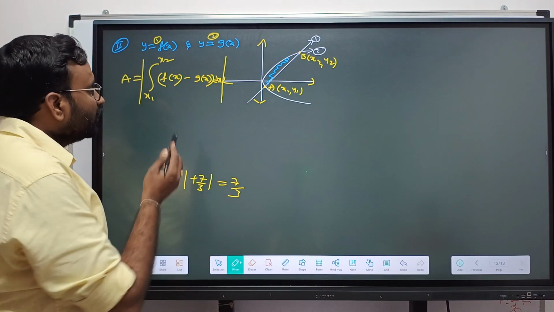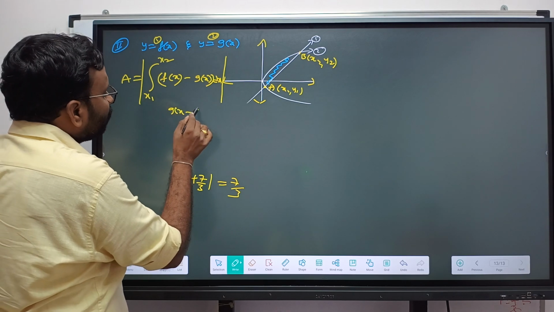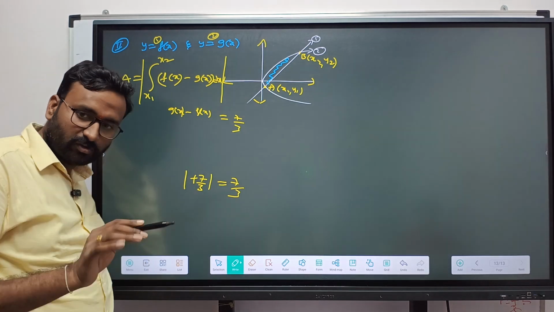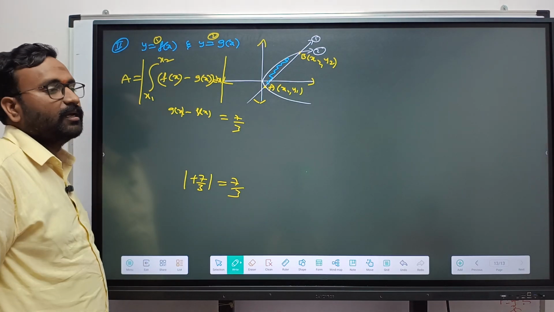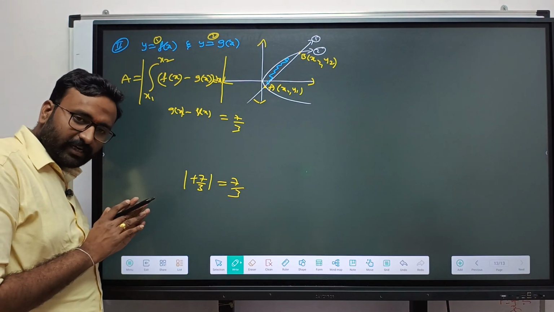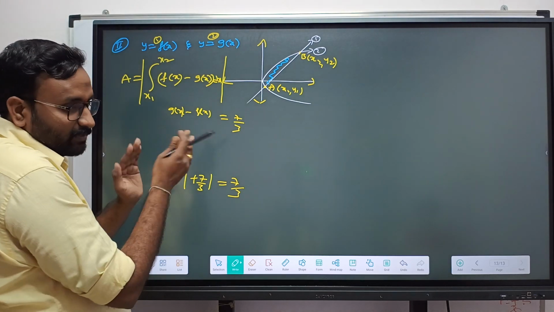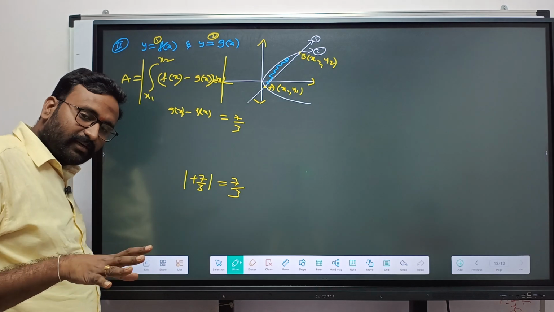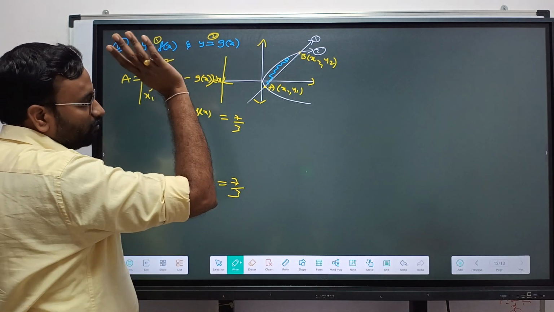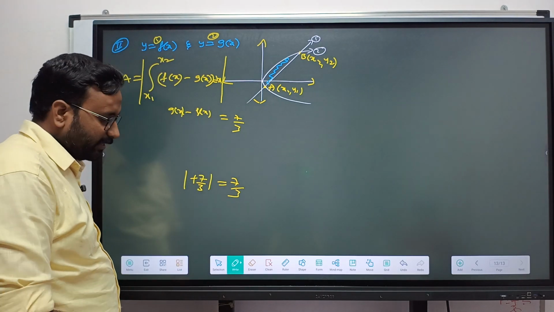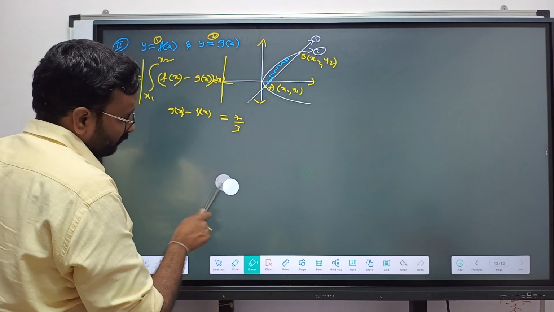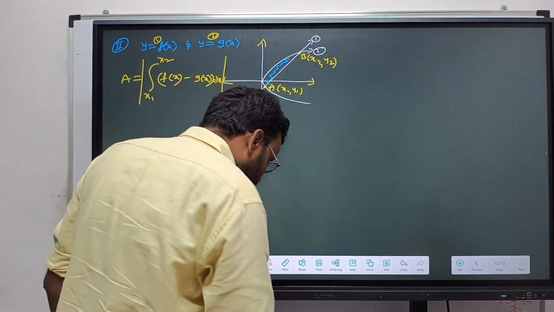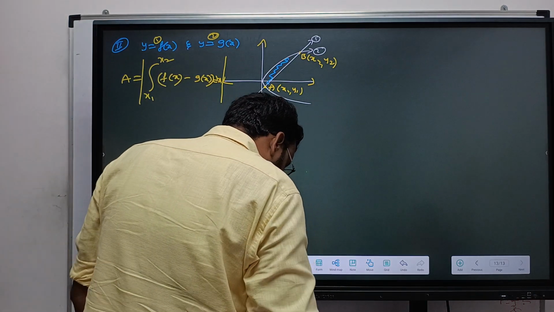But with the diagram, if you do g of x minus f of x, directly you will get 7 by 3. Only positive you will get. You will not get negative. That's why if you want to use the diagram, you can solve upper minus lower, upper curve minus lower curve. If you will not draw the diagram, you go with mod. You will get the correct area. Understand? This is the second type of problems for finding area. I will give one example for this.